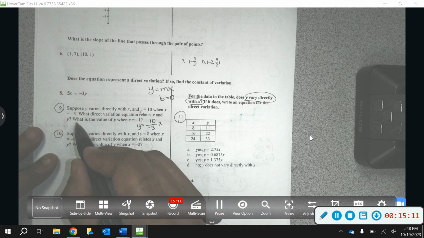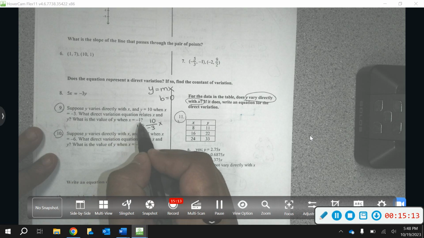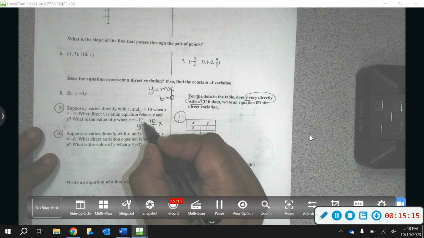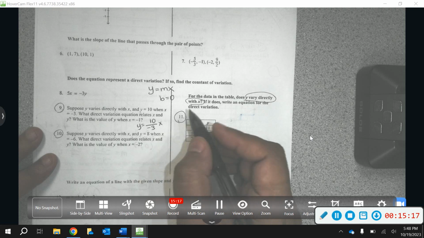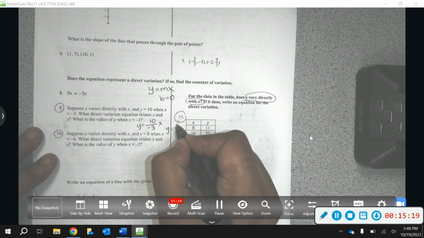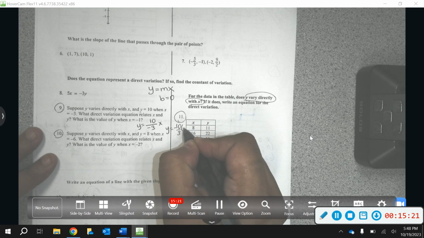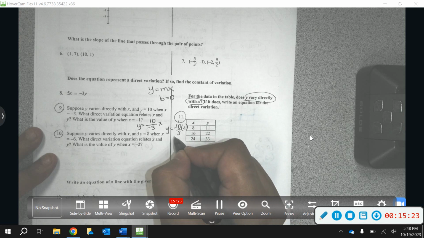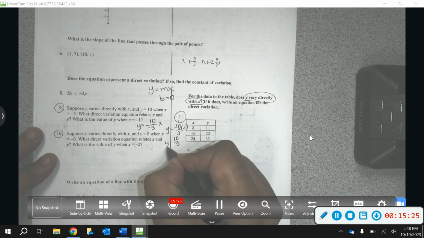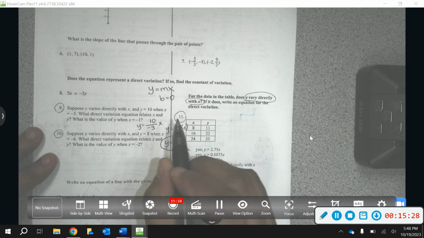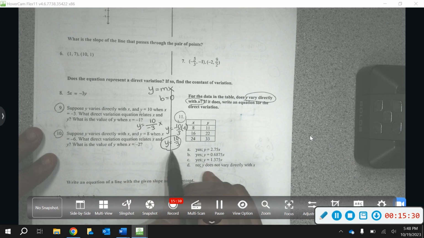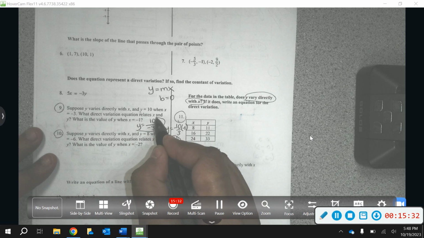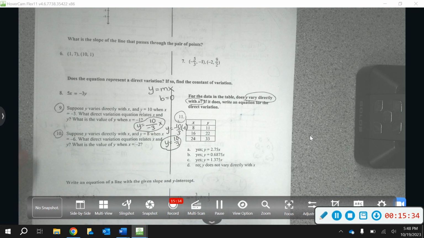Now, when it says what is the value of y when x is negative 1, all I'm going to do is plug in negative 1. So y equals negative 10/3 times negative 1. What does that give me? Positive 10/3. And I'm done. When x is negative 1, my y is 10/3. What is my equation for direct variation? It's y equal to negative 10/3 x.